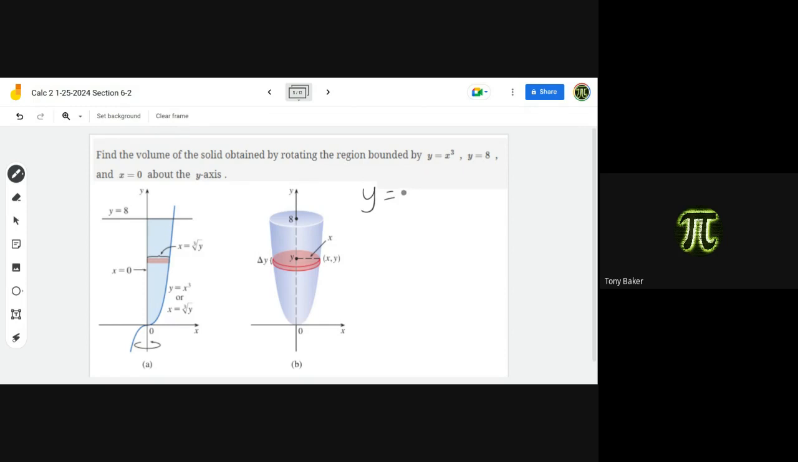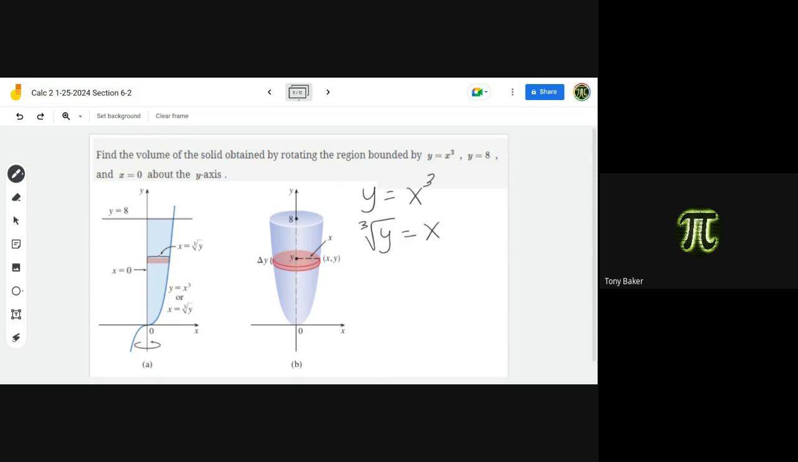All right. So we've got y equals x to the third, but I need this in terms of x equals, not y equals. So I've got to solve this. How do I get rid of x to the third? Cube root. So that's the same thing as saying the cube root of y equals x. Cube root of both sides. It's just like square root.